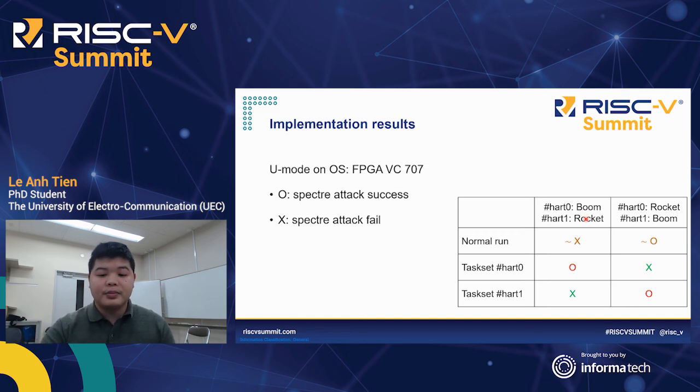Also, by using the taskset command, we have tried to specify the attack to run only on the in-order processor, the Rocket core, and the Spectre attack failed to achieve the secret information. This could be justified due to the natural characteristics of the Rocket core, which does not issue data memory access speculatively or out-of-order execution.